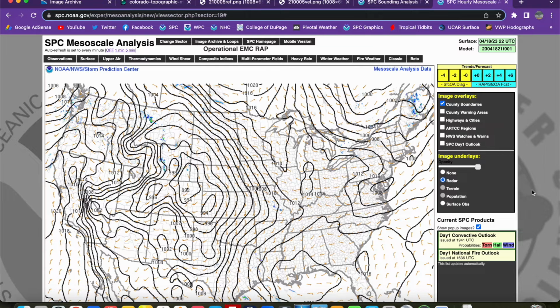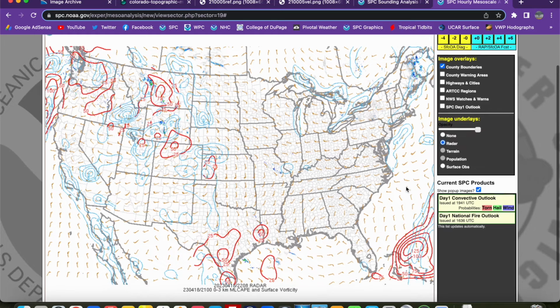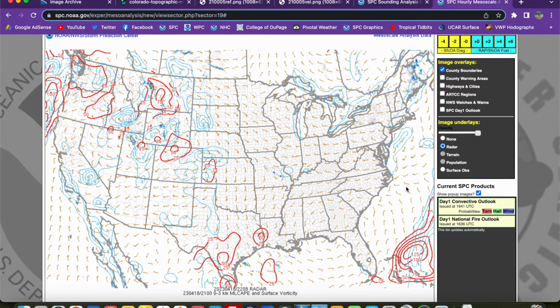You want to see an overlap between strong spin at the surface, i.e. strong surface vorticity, and strong low-level instability, i.e. high 3 CAPE. And the fine folks at the SBC have a parameter that allows us to see surface vorticity and 3 CAPE on the same map. If you go to their mesoanalysis page and you scroll all the way over to the multi-parameter fields tab, go down to the one that says surface vorticity and surface 3 kilometer CAPE. This is the holy grail product for landspout tornado forecasting.